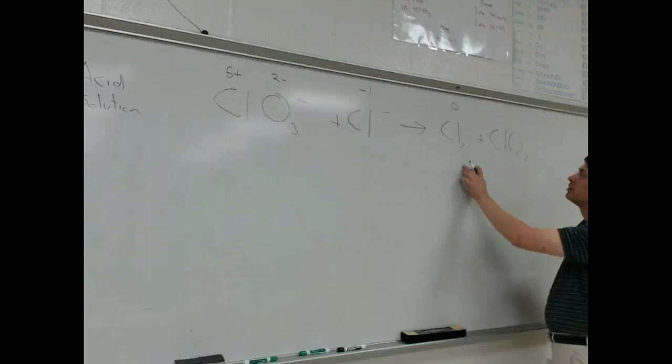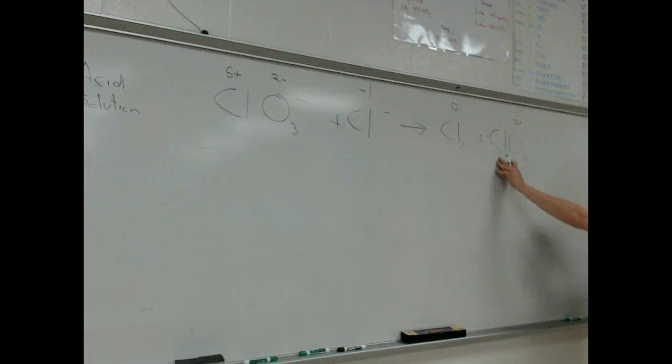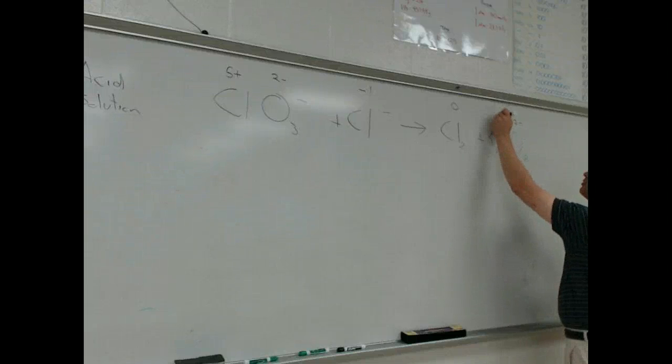Y'all understand why that's 0? Yeah, because it's in its most stable form. It's monatomic. No, it's not a monatomic ion. Never mind, it's 0. Ions have charges. 4 plus and 2 minus. No, 2 minus and 4 plus. Oxygen is 2 minus, and the chlorine, 4 plus.